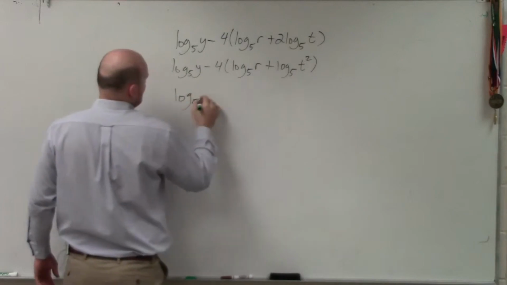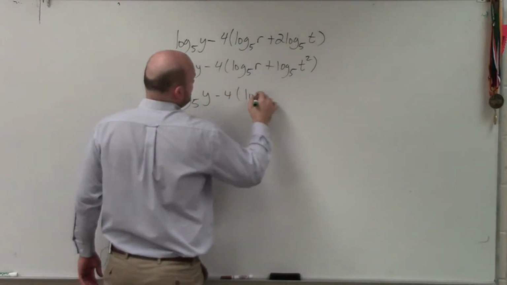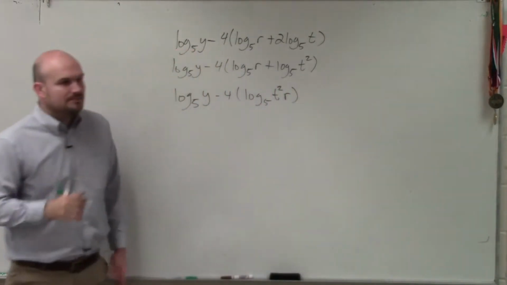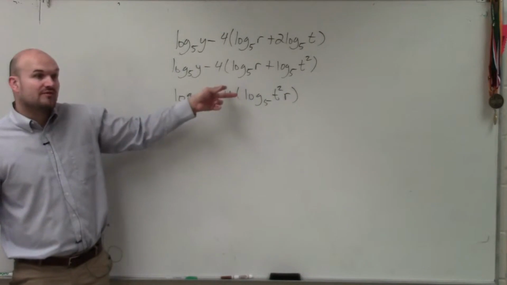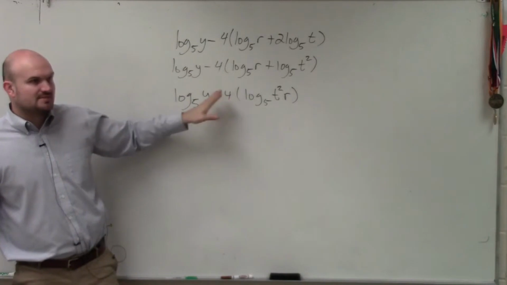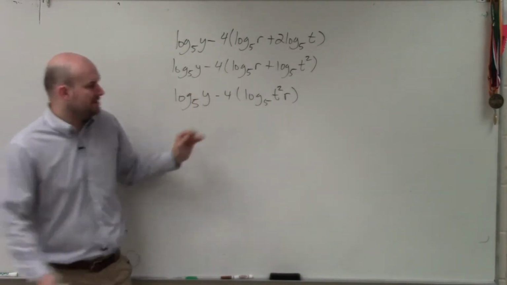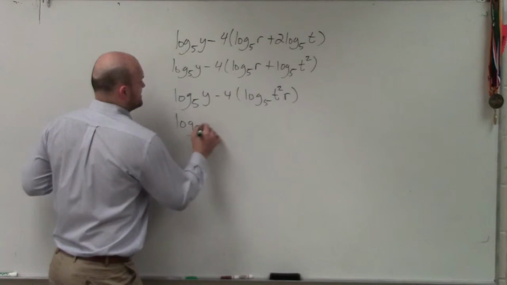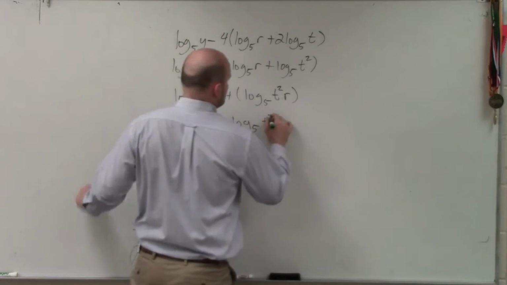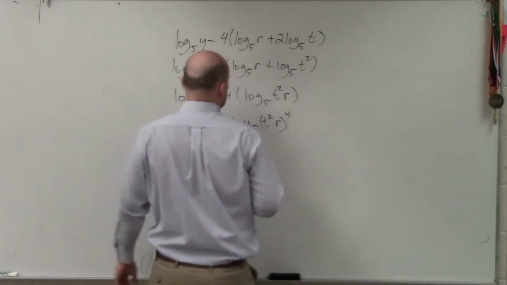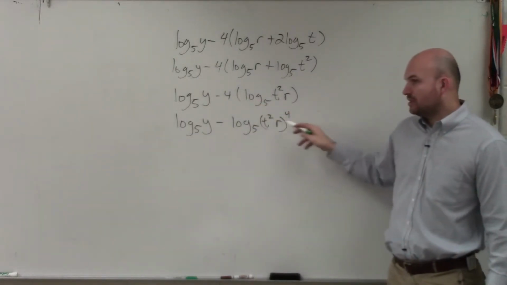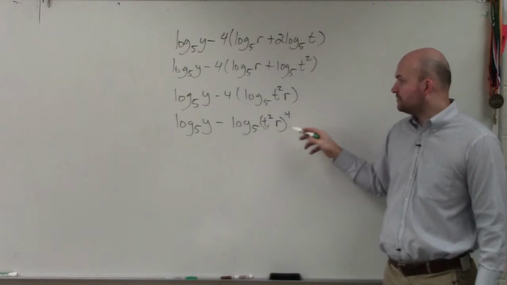So I can write log base 5 minus 4 of log base 5 of t squared r. Doesn't really matter the order. Now I see there's a 4 in front of here, so I'm going to bring that 4 up top. You don't need to bring the negative with it. You can just treat that as a positive and still treat this as the subtraction of 2 logarithms. But I'll rewrite this as log base 5 of y minus log base 5 of t squared r raised to the 4th power. So just remember, when you put that 4 up top, you're raising the value inside your logarithm to the 4th power.